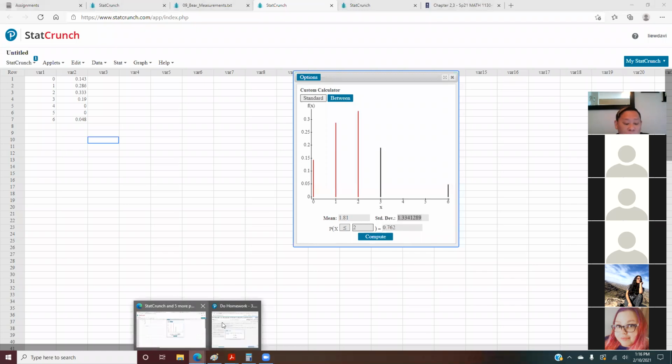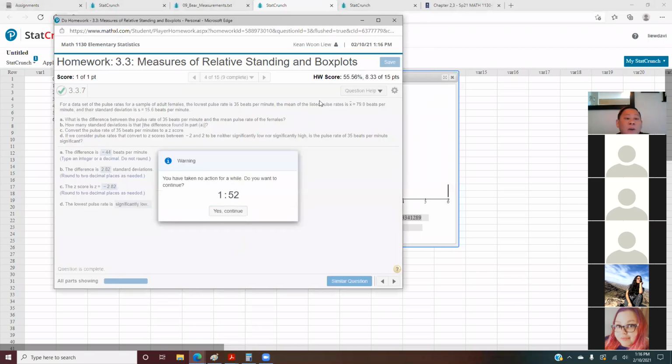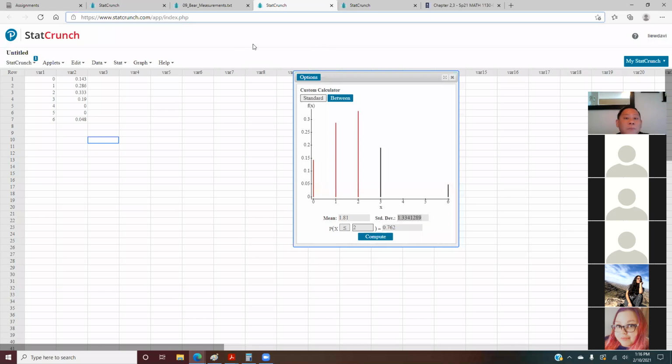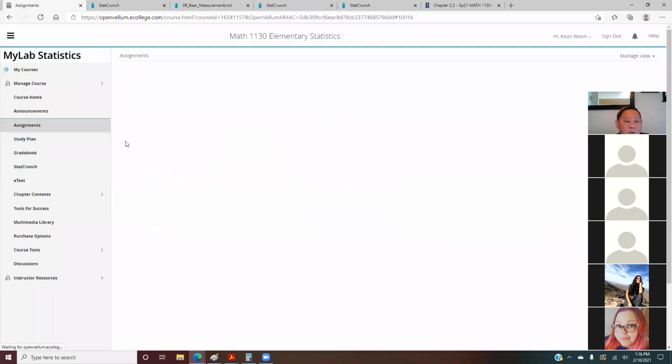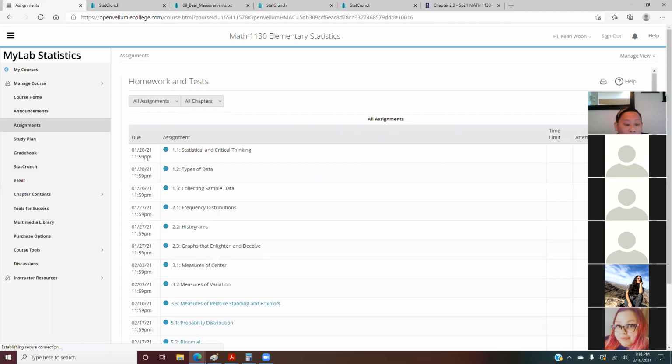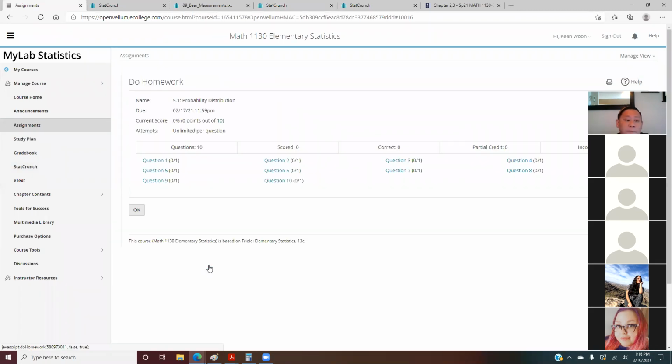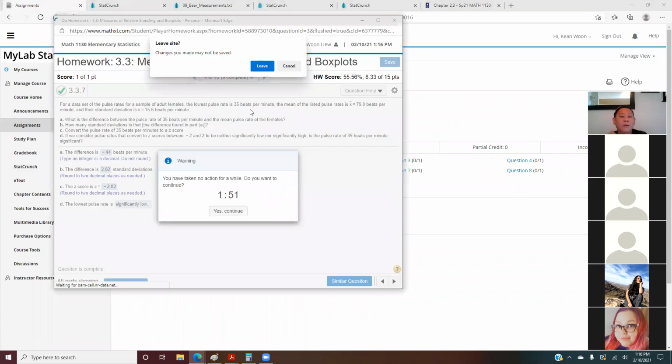So I'm going to show you how to do chapter 5.1 homework because you can actually import it. So you don't need to type all the way. So chapter 5, so 5.1.